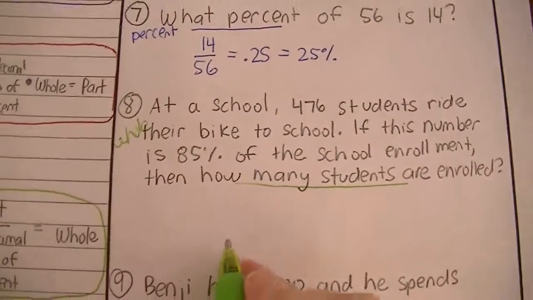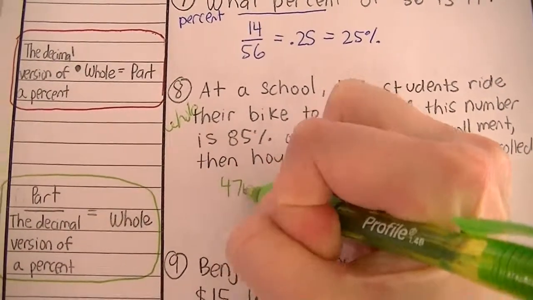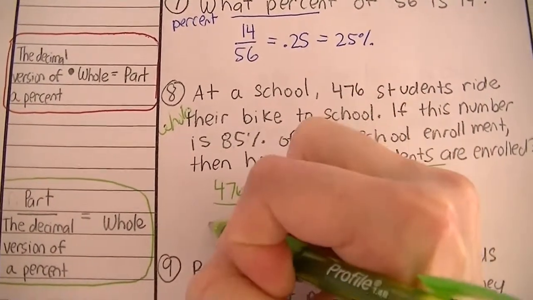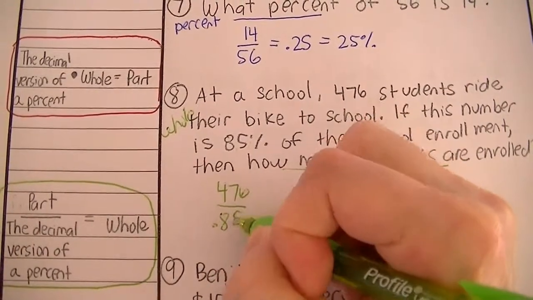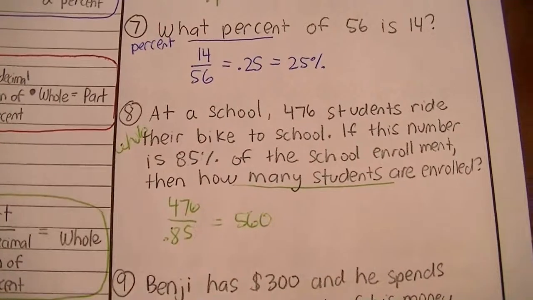Okay, so this equation would be the fastest. Take that part, which is 476, divided by the decimal version of the percent. So that would be 85/100ths. 476 divided by 85/100ths is 560. That's how many students are enrolled.